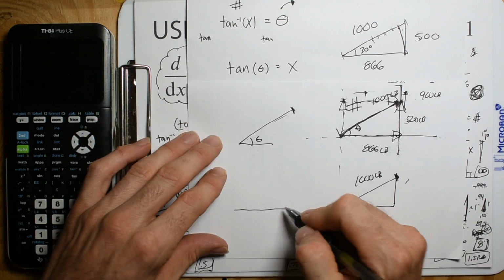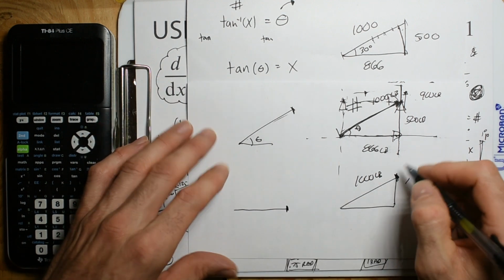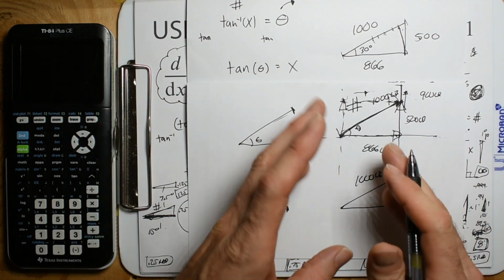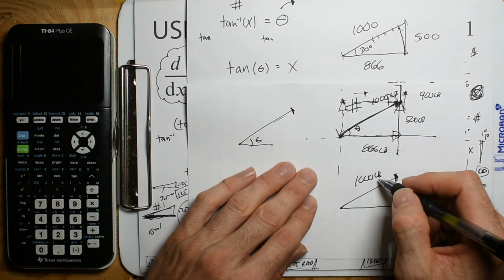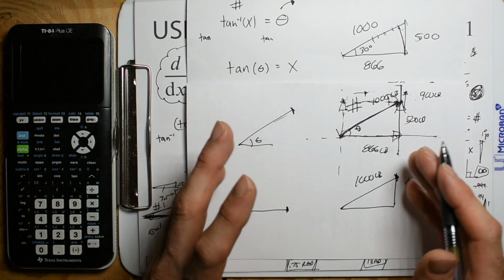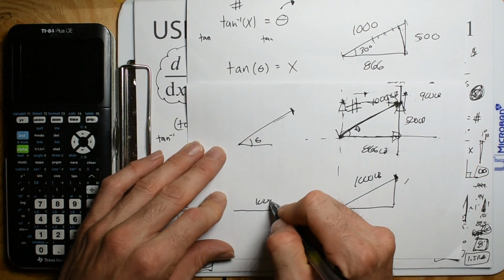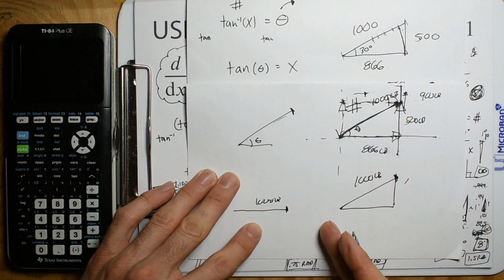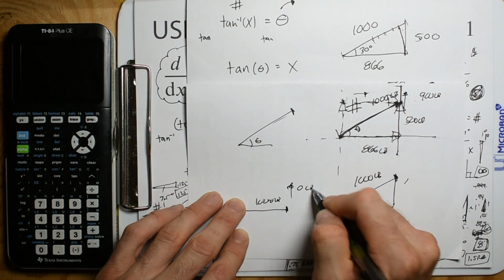Or equal to, I should say that, or equal to zero. But if there is some sort of angle, and usually there is, if there wasn't any angle, we wouldn't have a question. You'd be like, okay, we have 1,000 pounds that way. What are you even talking about? Obviously there's 0 pounds up.